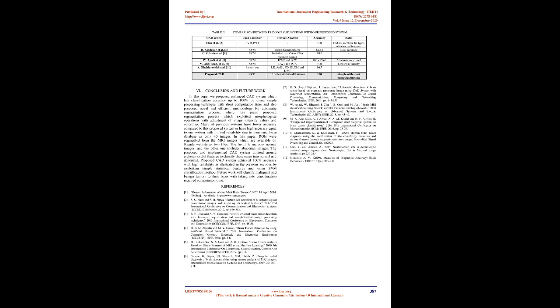In this paper, ROIs were segmented from the MRI images which are available on the Kaggle website as 2 files. The first file includes normal images, and the other one includes abnormal images. The proposed and implemented CAD system utilized around 18 useful features to classify these cases into normal and abnormal. The proposed CAD system achieved 100% accuracy with high reliability, as illustrated in the previous sections, by exploiting simple statistical features and using the SVM classification method. Future work will classify malignant and benign tumors into their types, taking into consideration the required computation time.